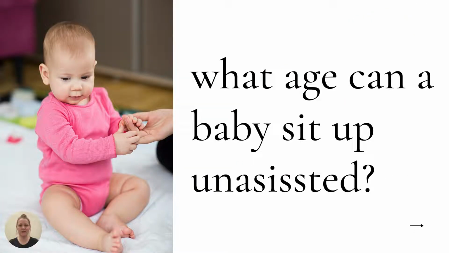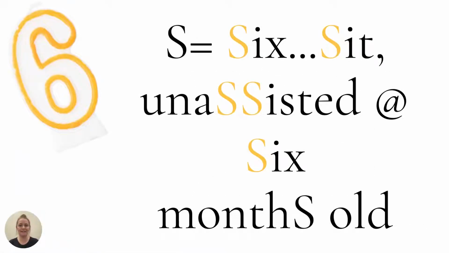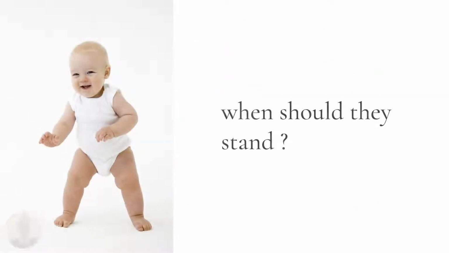Our first developmental milestone is, at what age can a baby sit unassisted? So we're thinking about the number 3, and our very first milestone is going to be accomplished. S equals 6. Sit unassisted at 6 months old. Now we're going to just continuously build, counting by threes, for the rest of these milestones. Just sit back and watch how simple this is.